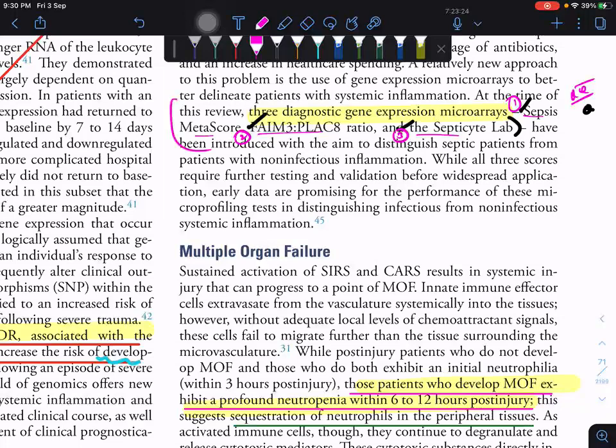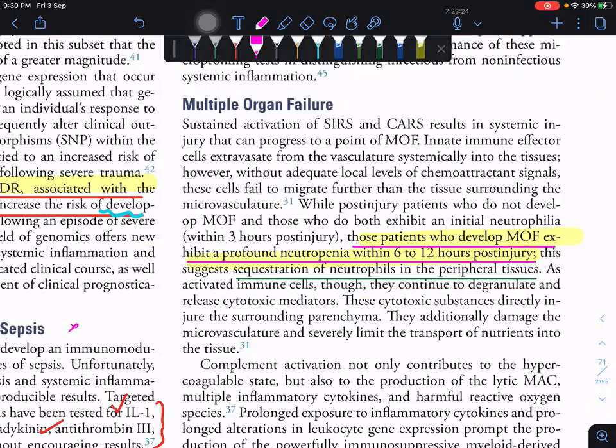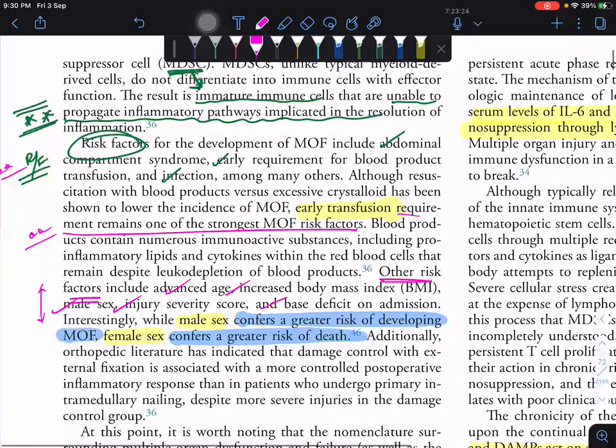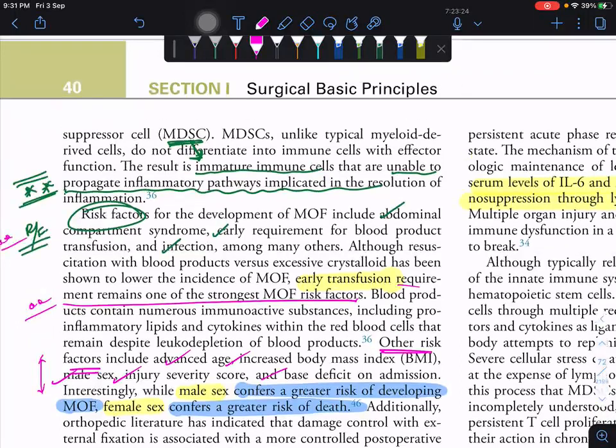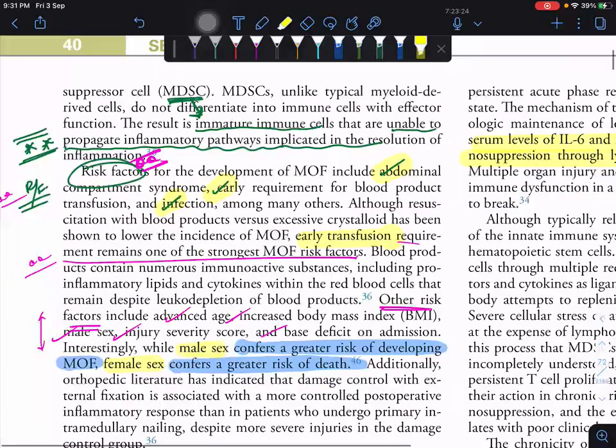And another one is multi-organ failure. We already saw early and late multi-organ failure. No need to read anything. Here they're telling what are the risk factors for the development of MOF? Next MCQ. The risk factors for the development of MOF are abdominal compartment syndrome, early requirement of blood products transfusion, and infection. Very much important. They can definitely ask what are the risk factors for the development of MOF, including these 3. And the other risk factors.